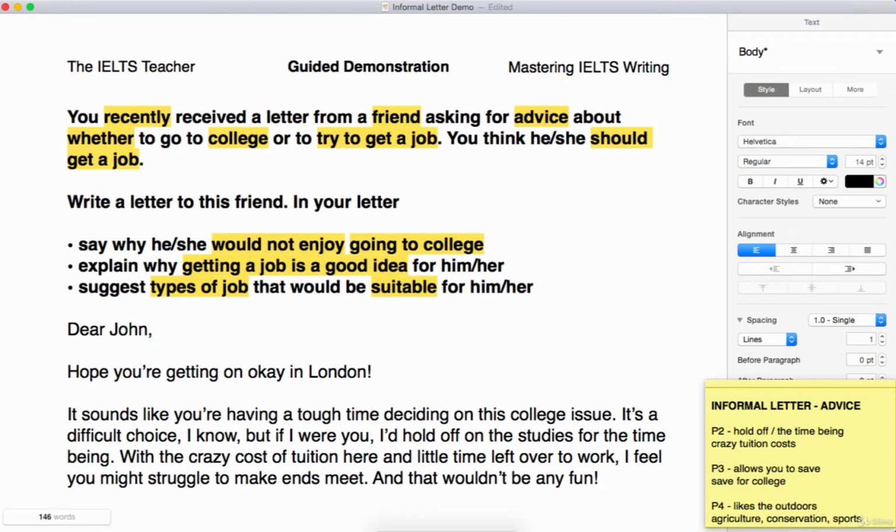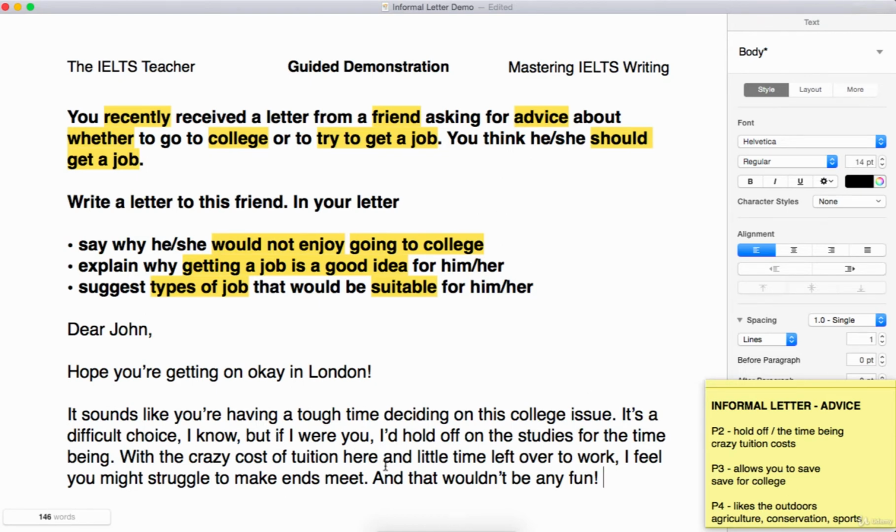Again, we've got this punctuation, the contraction, would not, wouldn't, and the exclamation mark at the end. Again, trying to bring in a little bit of joviality. It's quite a serious message that we're trying to communicate here, so we lighten it at the end with that exclamation mark. And that wouldn't be any fun. We just got that jokey line at the end there.